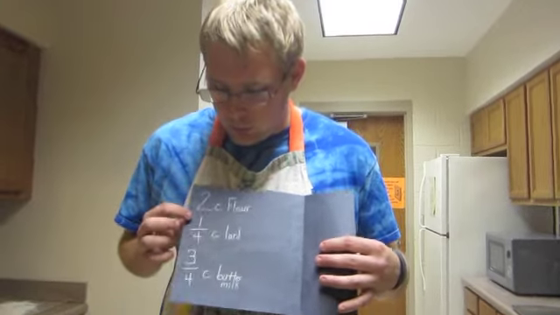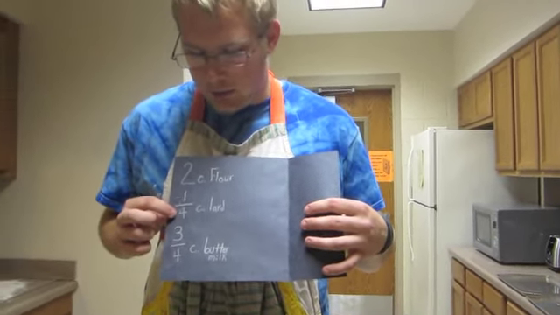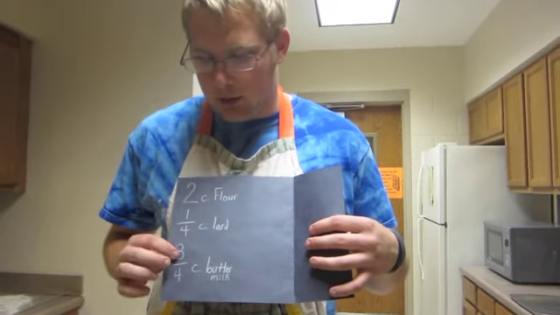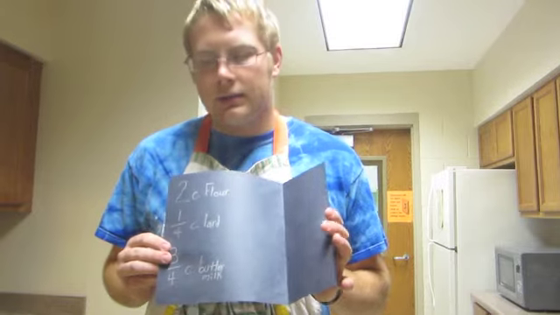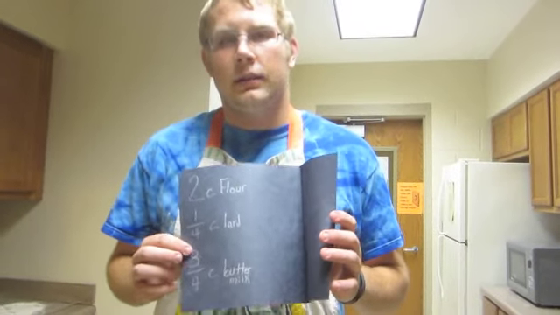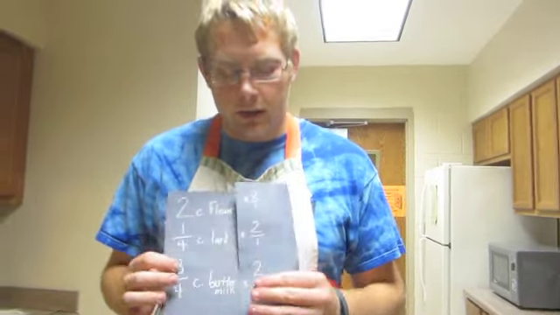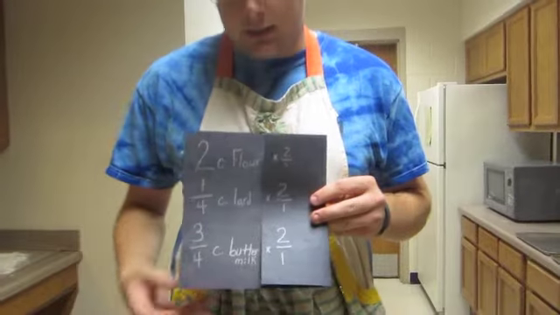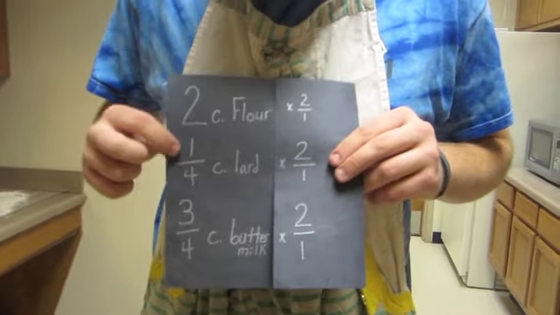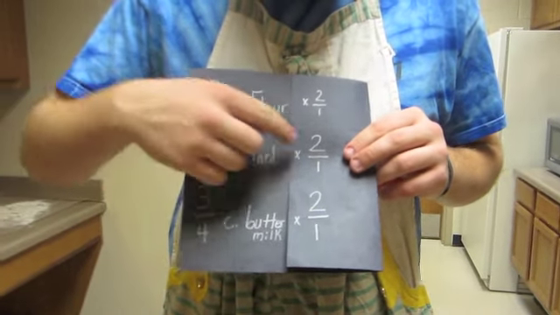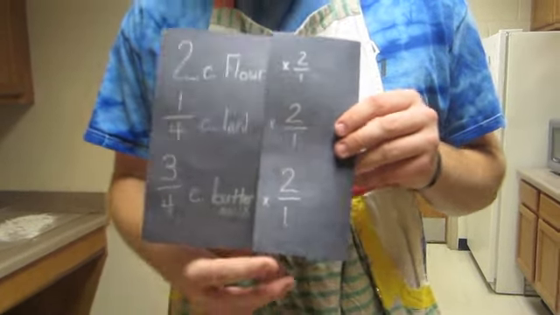Well, with what we have, we know we need 2 cups of flour, 1/4 cup of lard, and 3/4 cup of buttermilk. Now, when we multiply this by 2, now 2 is a funny thing because it doesn't necessarily strike you as a fraction, but we can write 2 as 2 over 1, and then you'll see the fraction easier. So 2 cups of flour times 2 over 1, 1/4 cup of lard times 2 over 1, and 3/4 cups of buttermilk times 2 over 1.